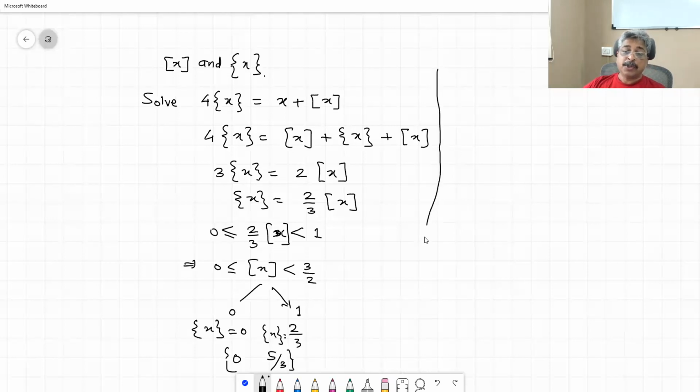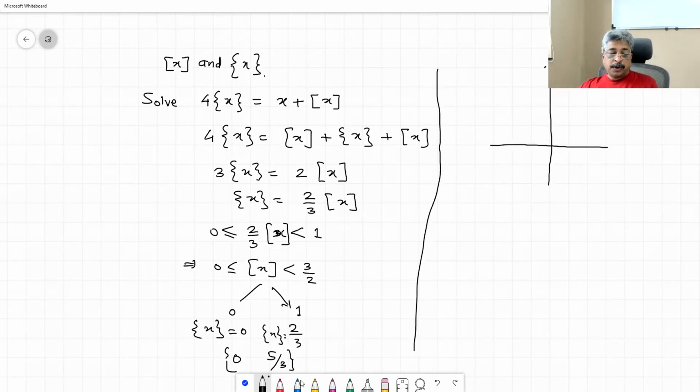However, it is much faster if you remember the graphs. The greatest integer function would look like this, a step function. The fractional part of x will look like this.